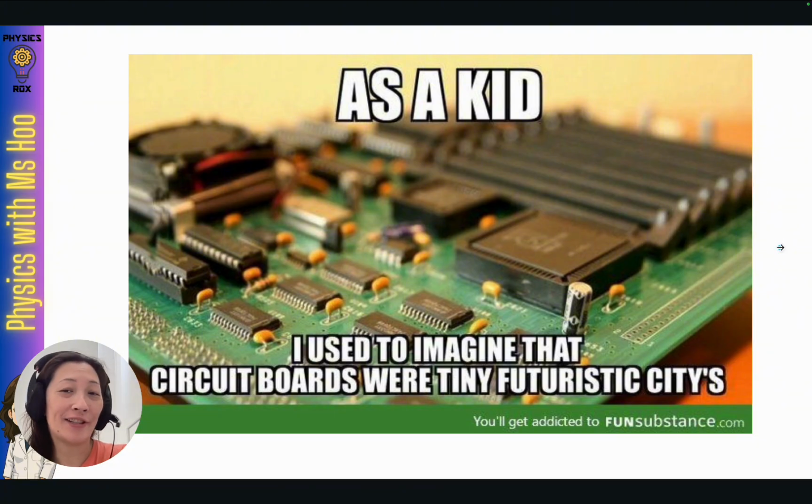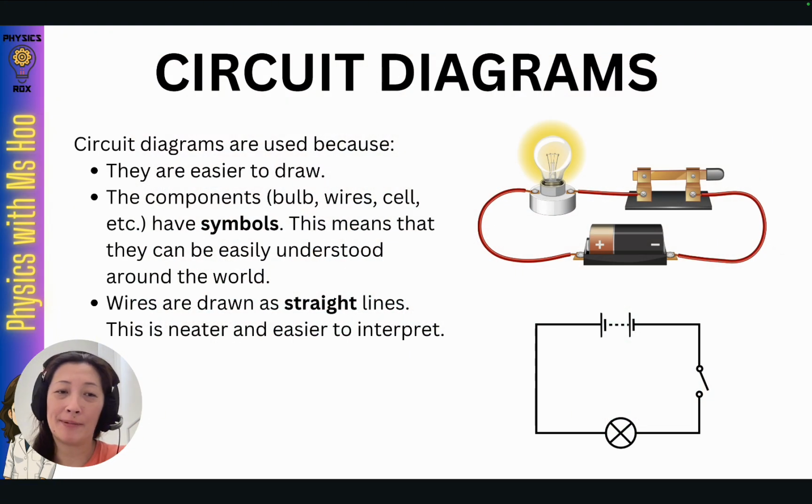Anyway, let's get to circuit diagrams. The diagram on the top here shows us a graphic of what a circuit would look like. So this is a very simple circuit with a cell, a switch, and a light bulb. However, when we want to present the circuit universally, we always draw circuit diagrams that look like these. So why do we use circuit diagrams? Because they are easier to draw. If you look at the diagram on the top and the diagram on the bottom, obviously the diagram on the bottom is much easier to draw.